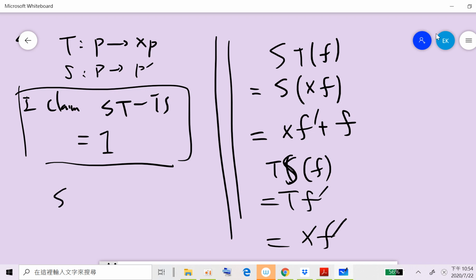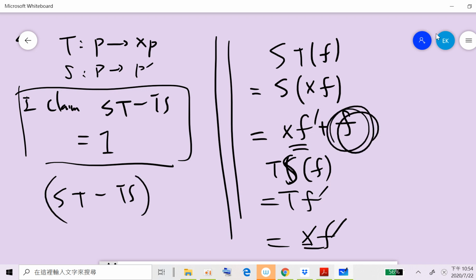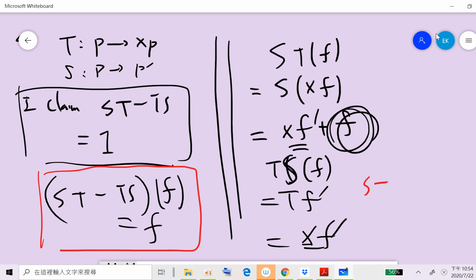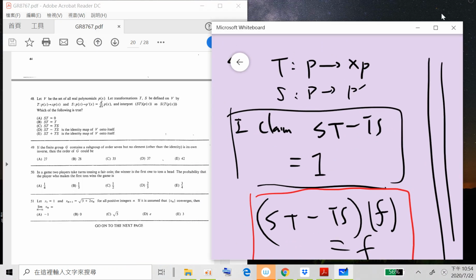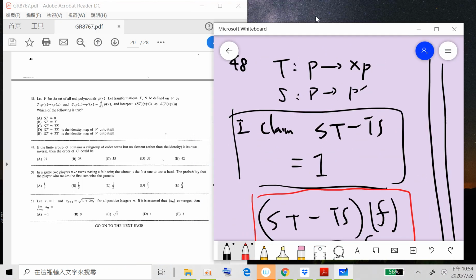So in ST minus TS, the X F prime term will cancel. The remaining term is F. So ST minus TS acting on F gives F. So ST minus TS is the identity. So the answer is D. The answer is D.